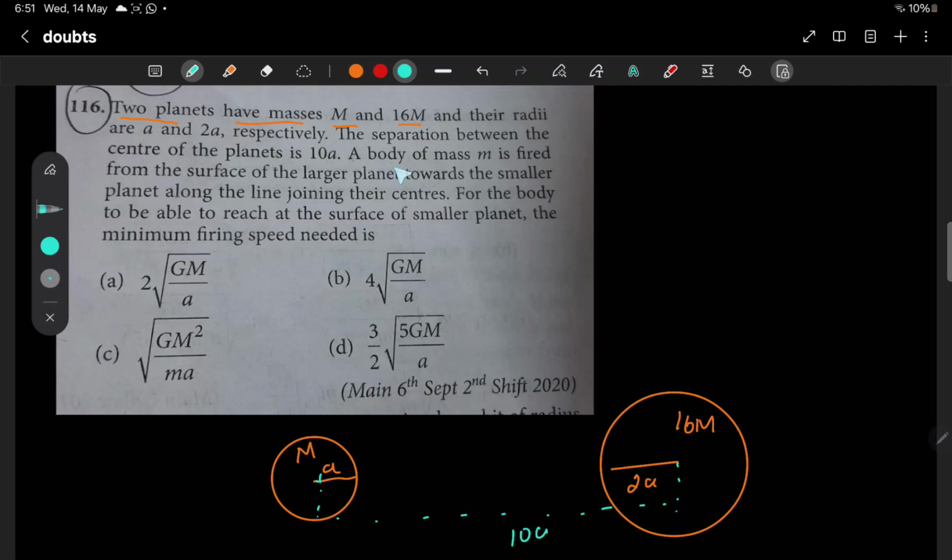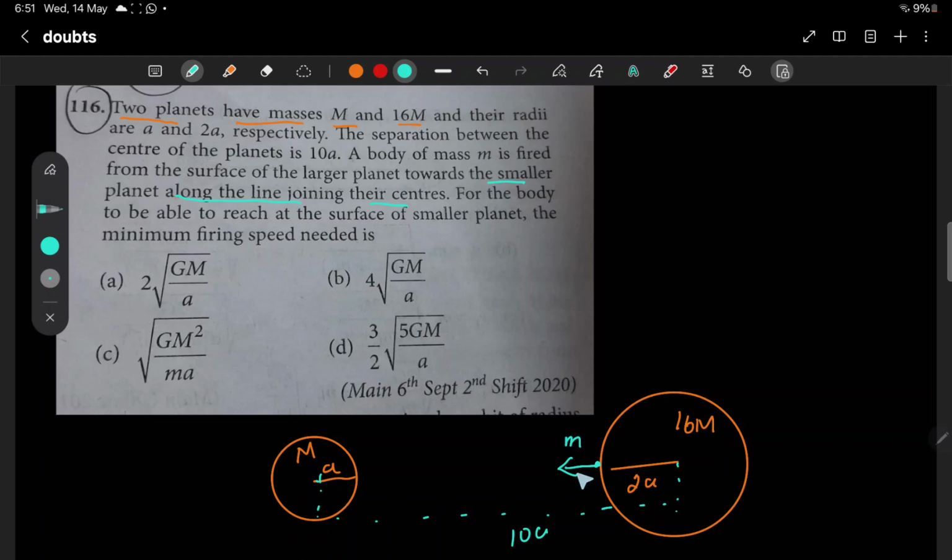Then a body of mass m is fired from the surface of the larger planet. So from here we are going to fire an object of mass m towards the smaller planet along the line joining their centers. This is small m. For the body to reach the surface of the smaller planet, what is the minimum firing speed? That is, with what minimum velocity should we launch from here so that it reaches there?